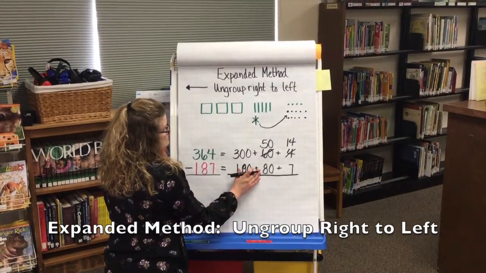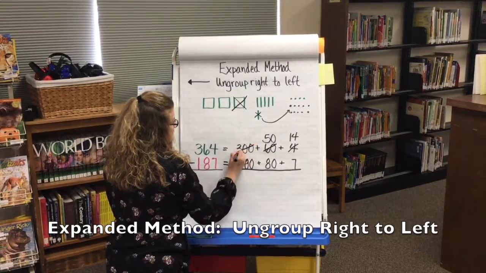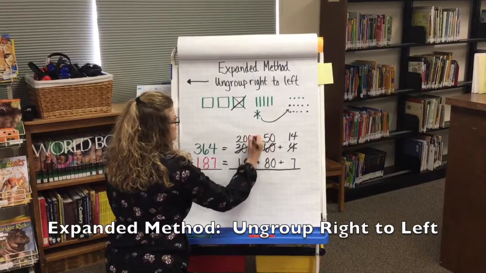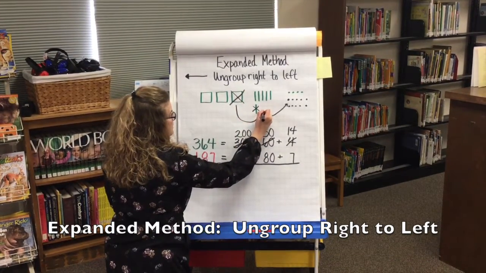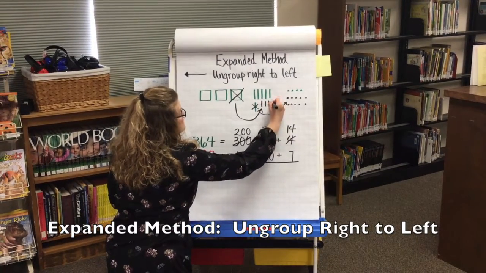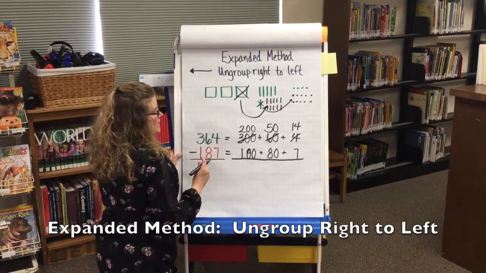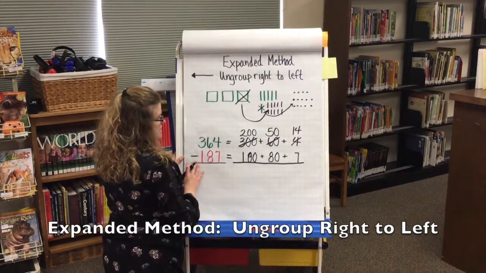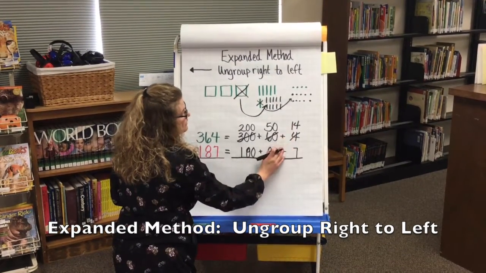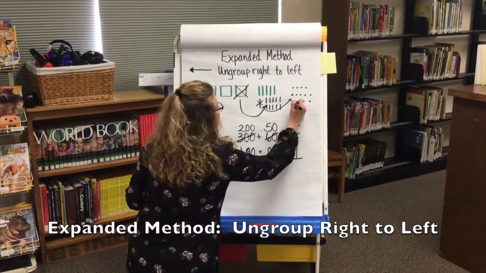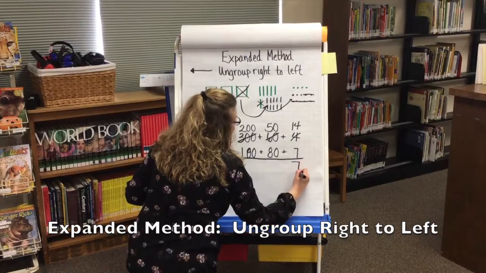And there is not. So I would ungroup a 100. So I now have 200. And I would now make 10 tens. And now that everything is ungrouped, I can go back and actually do my subtraction. So I would now say, yes, there's enough 14 to take 7 ones away. I have 7 left.